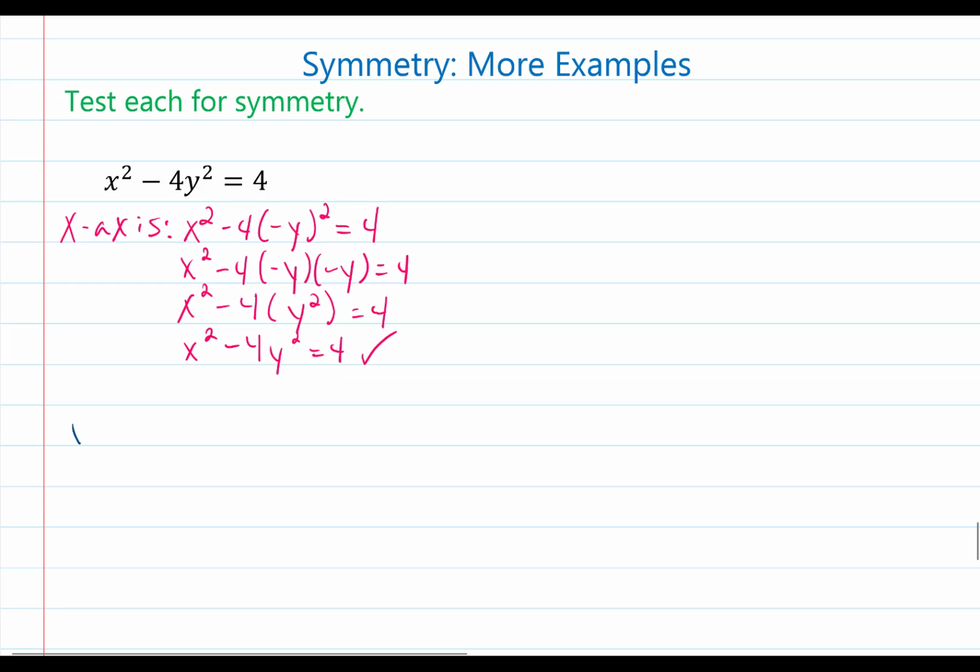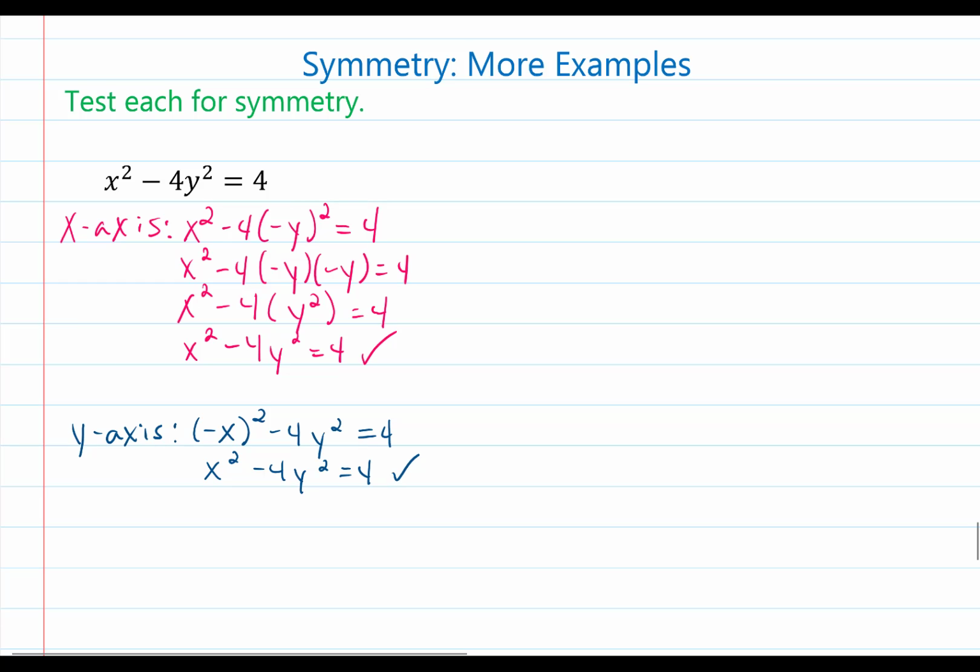Now let's test for symmetry with respect to the y-axis. For this test, we are going to replace x with negative x, so we'll have the quantity negative x squared minus 4 times y squared is equal to 4. Well, as we saw before, negative x quantity squared is really equal to positive x squared, minus 4y squared is equal to 4. So it does in fact simplify back to the original equation. So therefore, the graph of this equation is symmetric with respect to the y-axis.